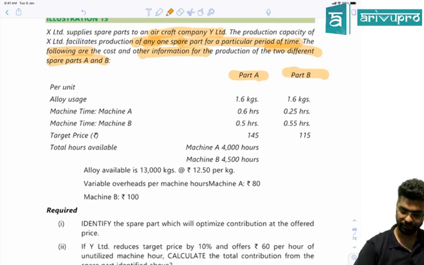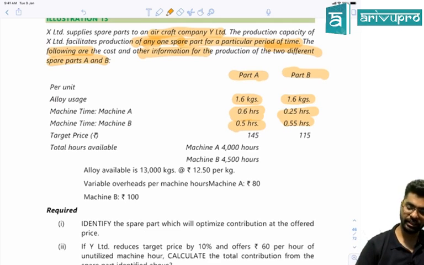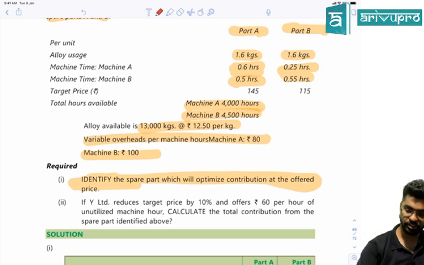Now they're saying the raw material usage, then the machine time, then you have machine hours, raw material availability, variable overheads and machine hour overheads. Identify the spare part which will contribute highest contribution. Now just multiply each of it and try finding your variable cost.